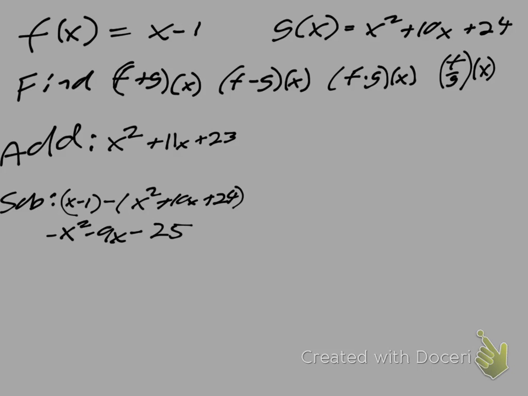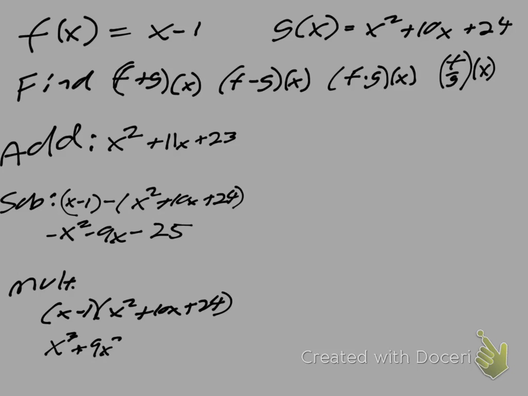Okay, your multiplication one ends up being x minus 1 times x squared plus 10x plus 24. Same way as last time, binomial times trinomial. You guys should know how to do that by now. It ends up being x cubed plus 9x squared plus 14x minus 24. Yeah. Okay, so there's your multiplication.